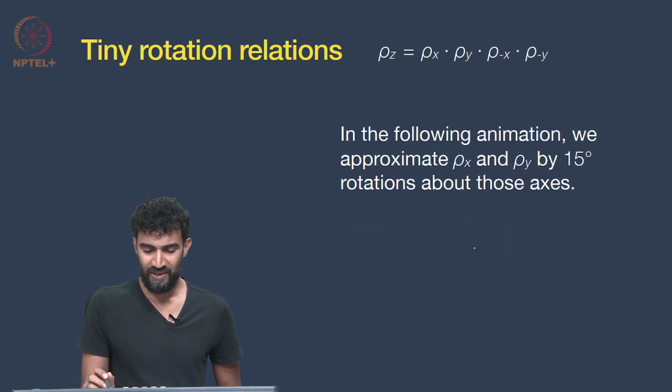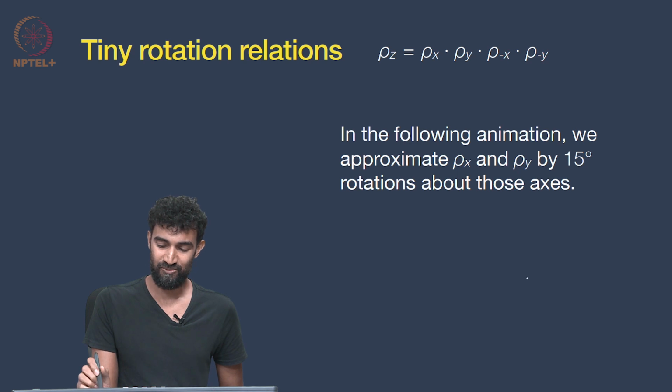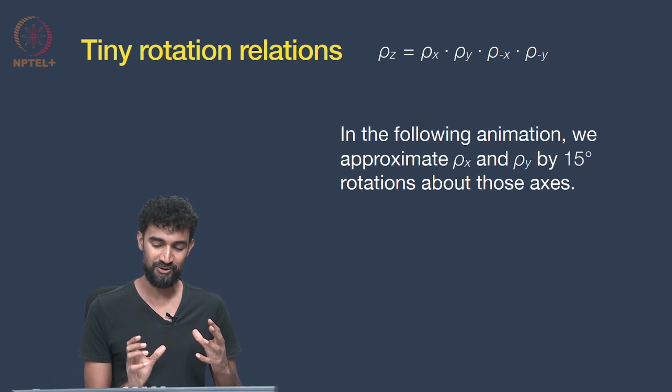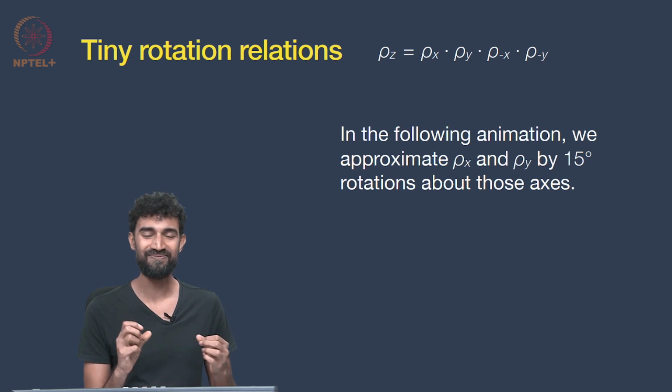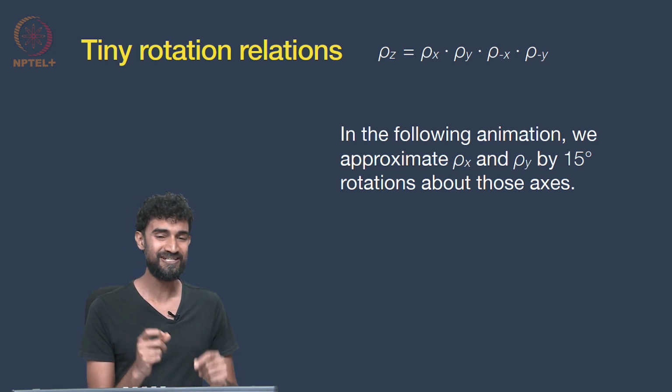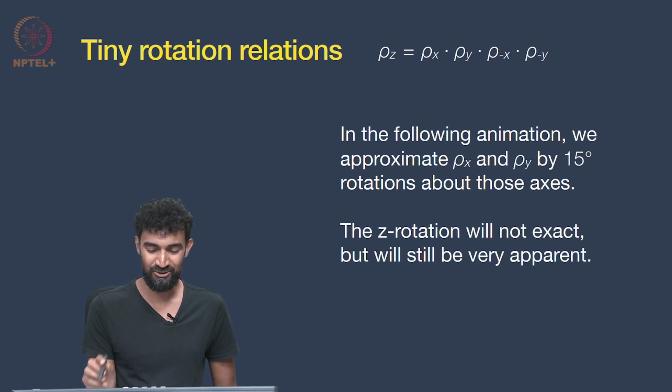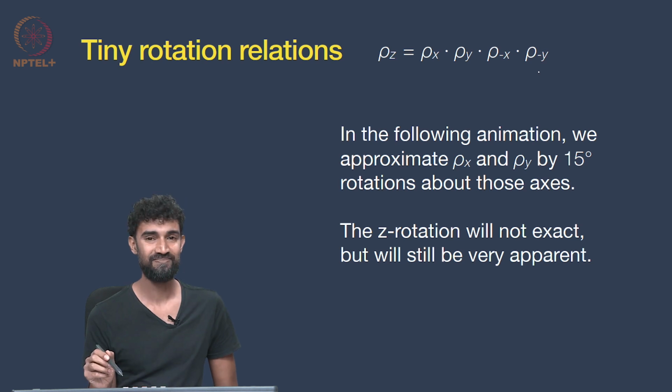So in the following animation, we're going to approximate rho x and rho y by 15-degree rotations about the x and y axes. So not really infinitesimally small, just small. But the z rotation is not going to be exact, but it's still going to be very apparent.